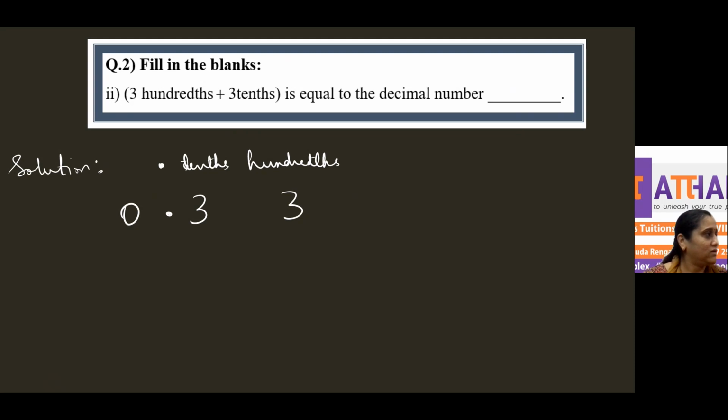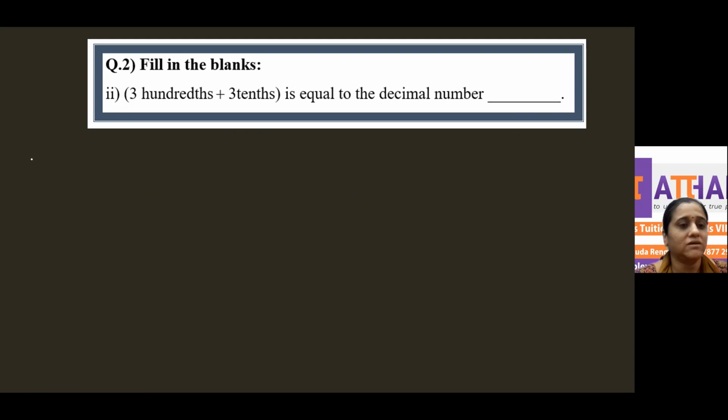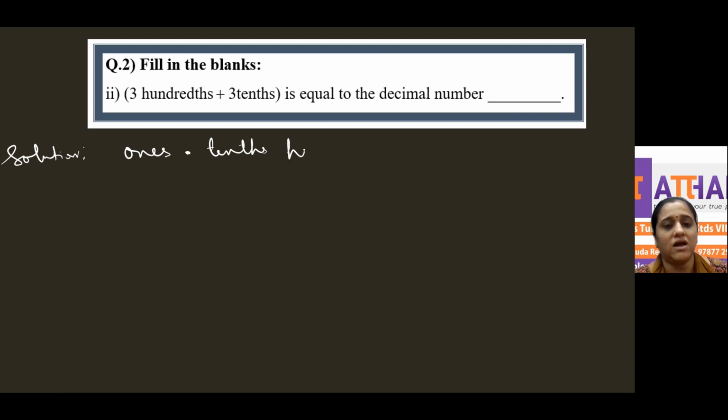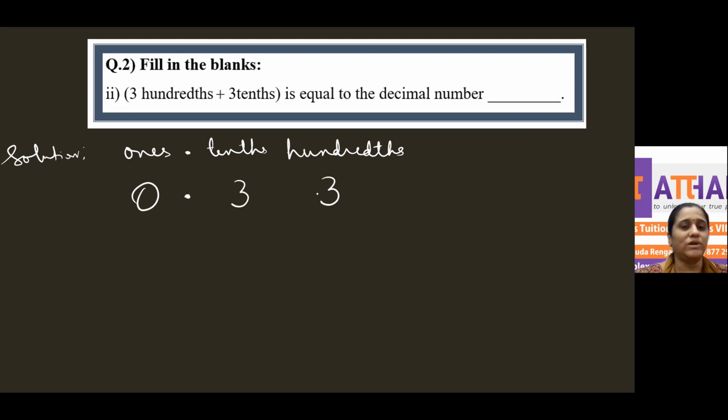0.33. So how do you write the number? First, write the place value chart. Here you have what? Ones, decimal point, then tenths. One minute, let me write it again. Solution. Okay. Ones, decimal point, tenths, and hundredths. So in the ones place, nothing is there. So 0 point. Tenths, 3. Hundredths, 3. So the decimal number is 0.33. Yeah, right.